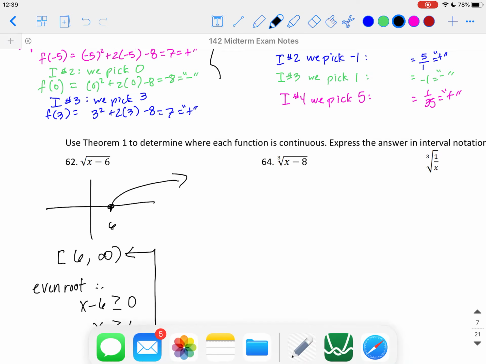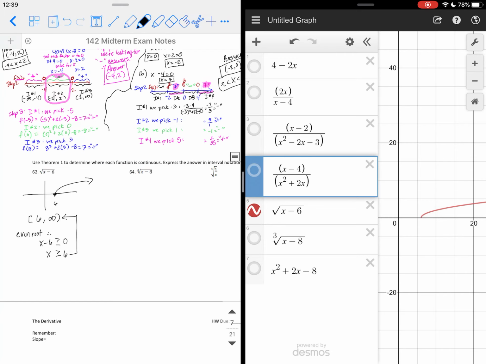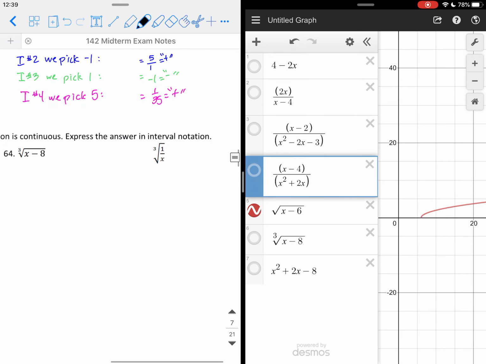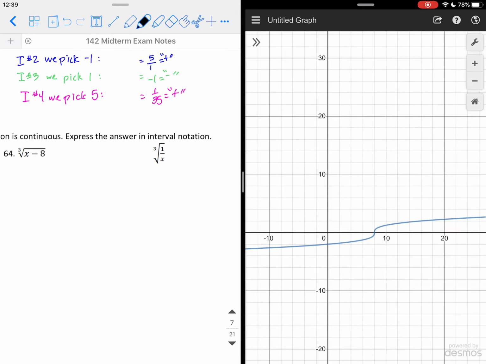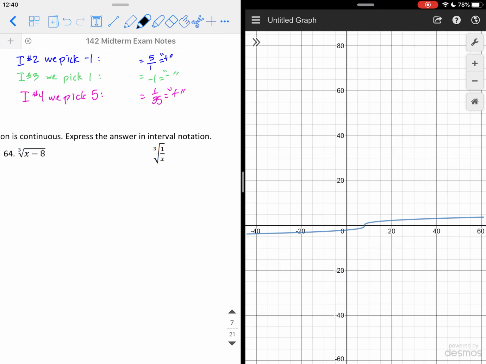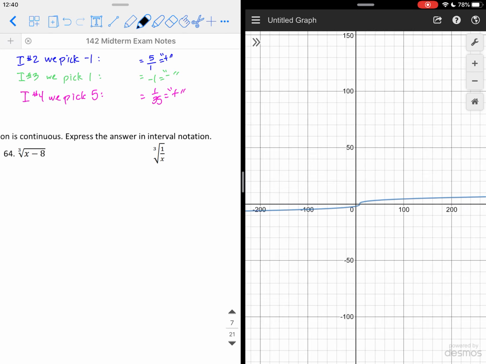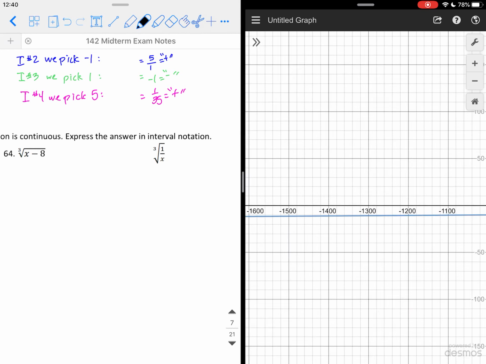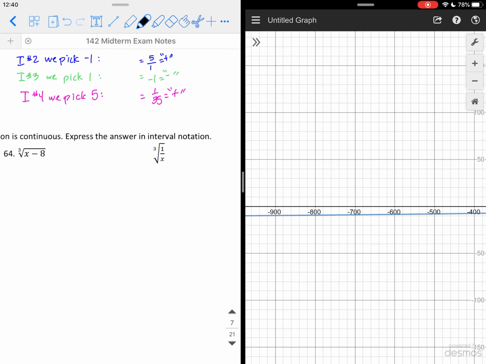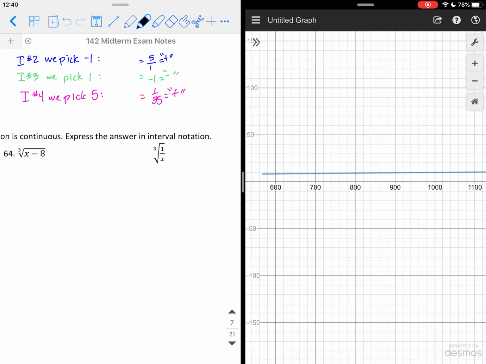The next one, cube root of x minus 8. So cube root of x minus 8 is this one right here. So this is the cube root of x minus 8. So I'm zooming. I want to see if there's any break. No, there isn't. It's going on forever to the left, and it's going forever to the right.